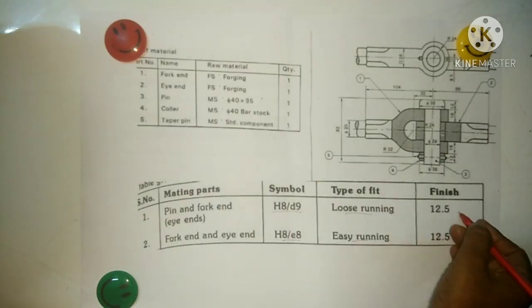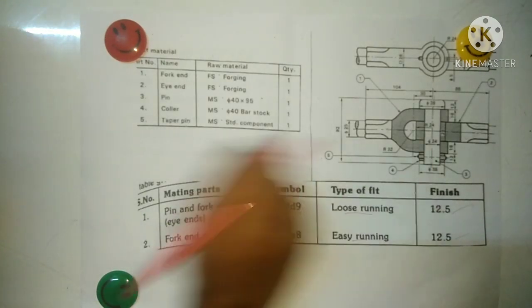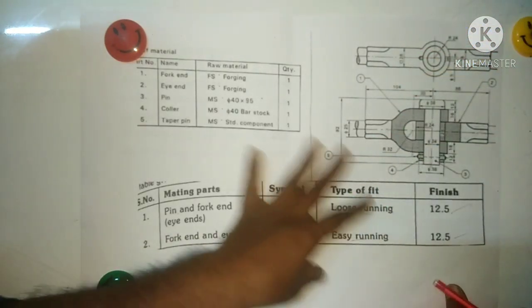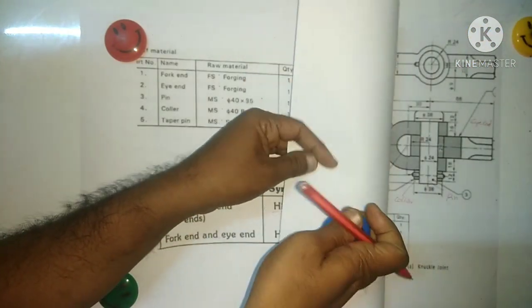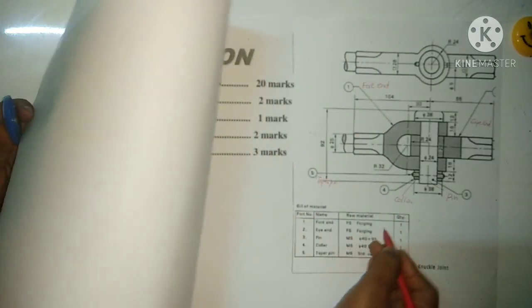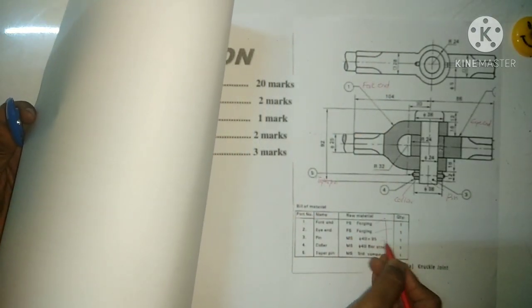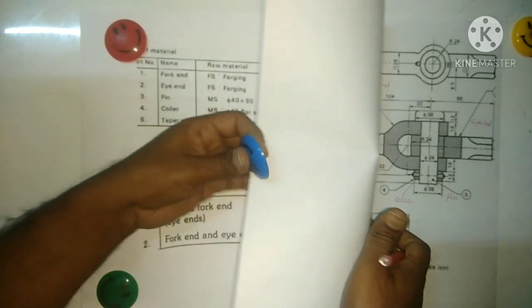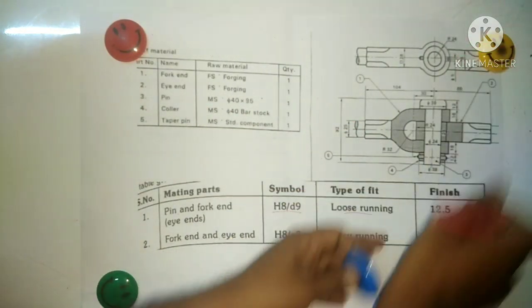Then surface finish. What about the finish here? I said 12.5. Just refer to the previous drawing we studied, the tool post. For this kind of finish, you have to see the bill of material. That is one of the easy ways. If you see the bill of material, the process given here is forging. If it's forging steel, the forging operation is 12.5.